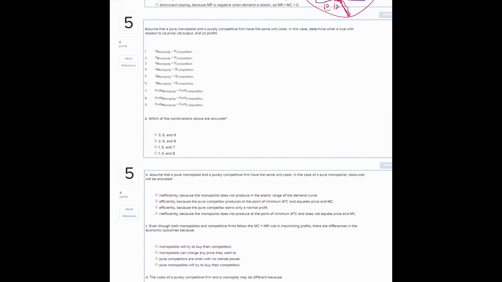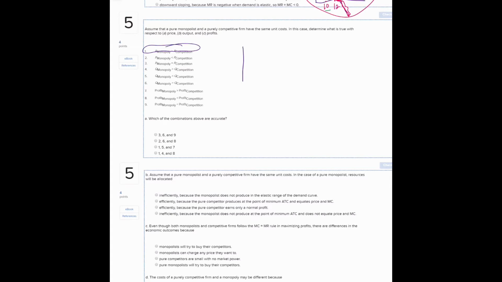Number 5 says assume that a pure monopolist and a purely competitive firm have the same unit costs. In this case, determine what is true with respect to price, output, and profits. So we're going to be comparing a monopolist and a perfectly competitive firm. The first thing that is true is that the price of a monopolist is going to be higher than the price of the competitor.